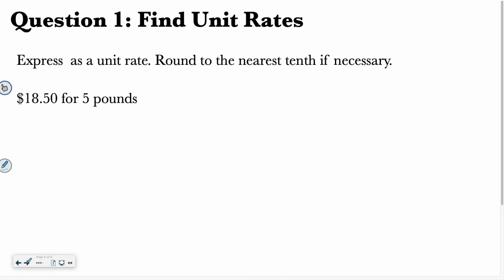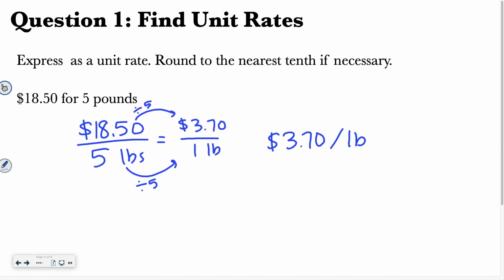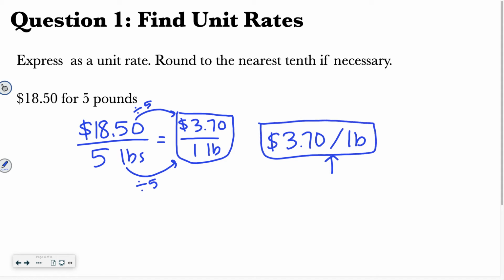All right, now it's your turn. I want you to express this as a unit rate and round to the nearest tenth if necessary. $18.50 for 5 pounds. Good luck. Okay, for your answer, hopefully you figured out that it was $3.70 for 1 pound. So you can either write it as a fraction like this, or you can write $3.70. Then the fraction bar is pronounced per, so you'd say $3.70 per pound. So both of these are acceptable ways to write your answer.